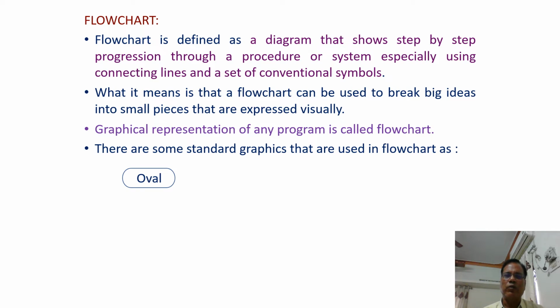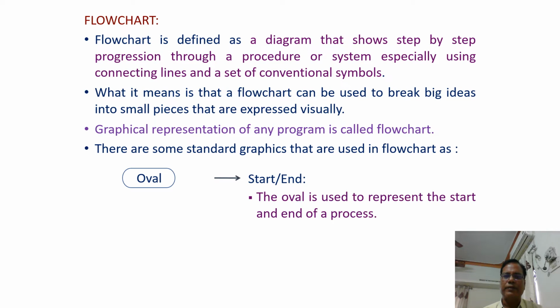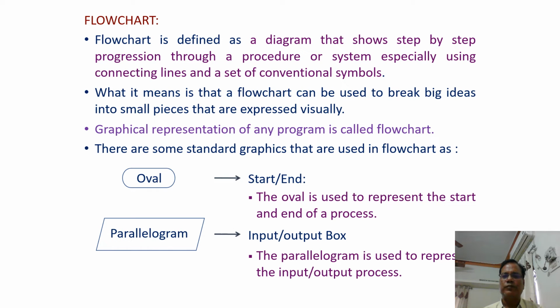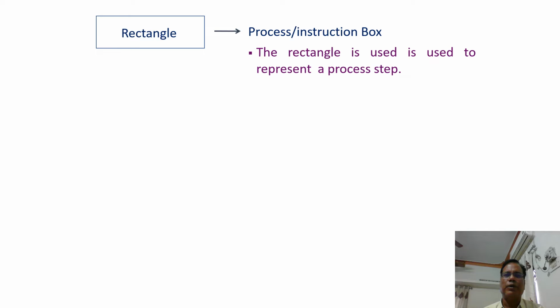This graphic is called an oval, and it is used for start and end. The oval is used to represent the start and end of the process. Another graphic is called the parallelogram, the input-output box. The parallelogram is used to represent the input-output process. Another graphic is the rectangle, the process or instruction box. The rectangle is used to represent a process step.